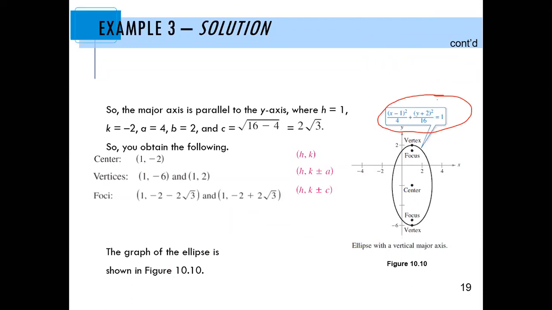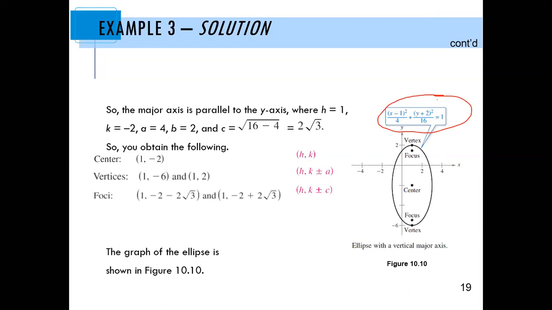The vertices I get by moving 4 units in the vertical direction either way, because A was 4, okay? As you can see, I said h is 1, k is -2, right? h and k are the x and y coordinates of the center. B is 2. So to get to the vertices, I go from (1, -2), and I subtract 4 to go to the bottom vertex. I add 4 to go to the top vertex, okay?